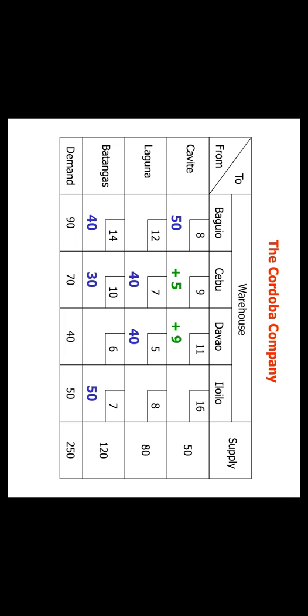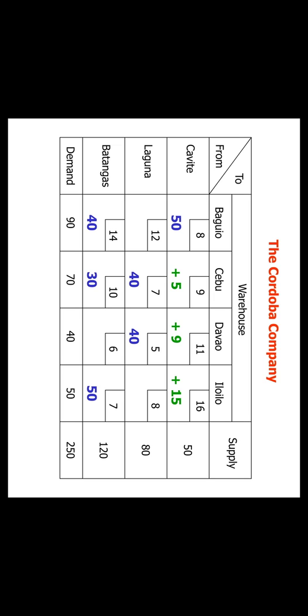Next, a new cell, the one with the cost of 16. The closed path of which would be from 16, you go down to 7. From 7, you go left to 14. From 14, you go up to 8. From 8, back to our 16. And then applying our alternating symbols, that would be plus 16 minus 7, which is positive 9, plus 14, which is positive 23, minus 8 is positive 15, which is the improvement index of the unused cell with the cost of 16.